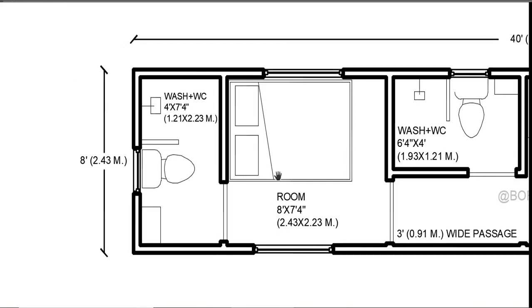So we have attached washroom plus water closet with this room. The size of the washroom is 4 feet into 7 feet 4 inches. You can see here the wash basin, water closet, and the shower area. You can see here the water closet and the shower area both are separate, and we have a ventilator for ventilation of this washroom. So this is the floor plan of the house you are watching on the screen.